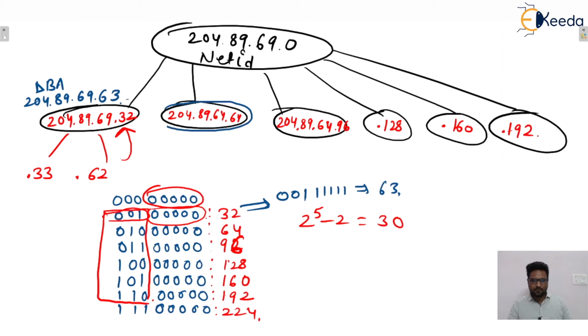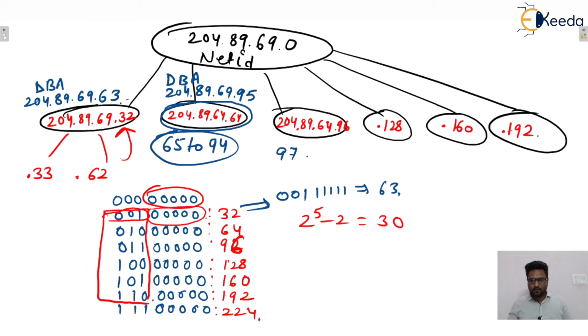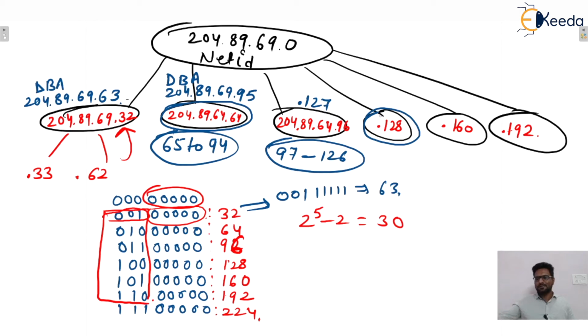Now 64 will be the next subnet ID. Then 65 to 94 will be the hosts, and again 204.89.69.95 will be the DBA for this subnet. So here 97 to 126 will be the hosts, 127 will be the DBA. Then 128 will be the subnet ID for the next subnet, and so on, isn't it? I hope this one is clear to everyone.